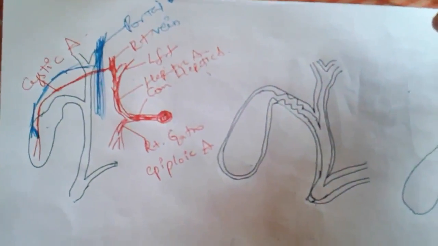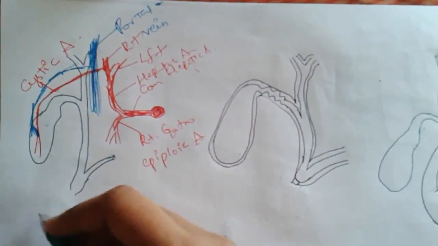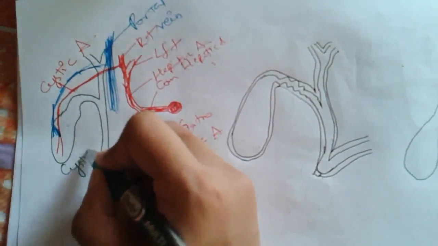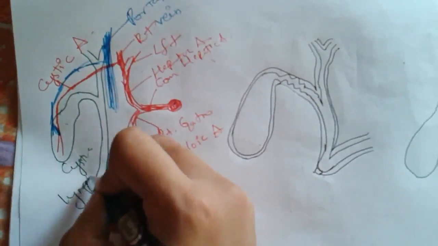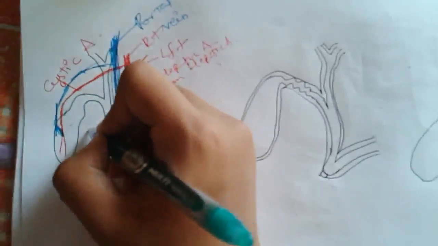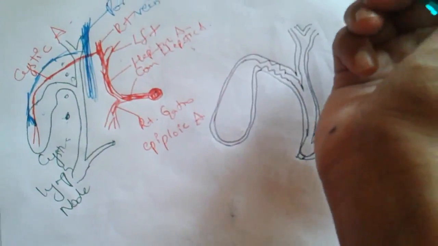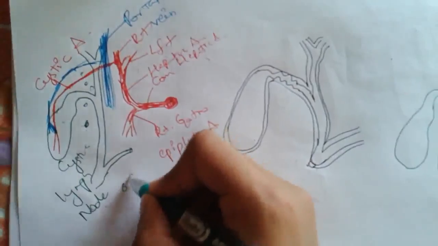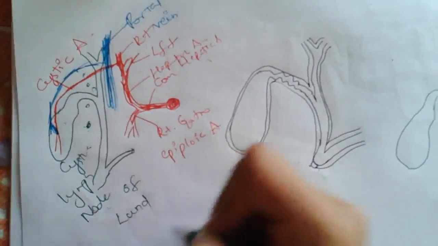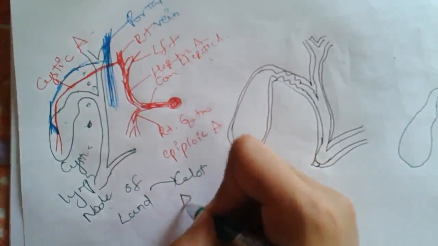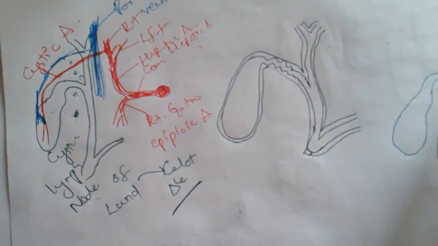Now, if you see the lymphatic drainage, there will be cystic lymph nodes, all these here. The cystic lymph node of Lund is the most important among all of them, and it is located in Calot's triangle, which we will be learning later. This is the lymphatic drainage.